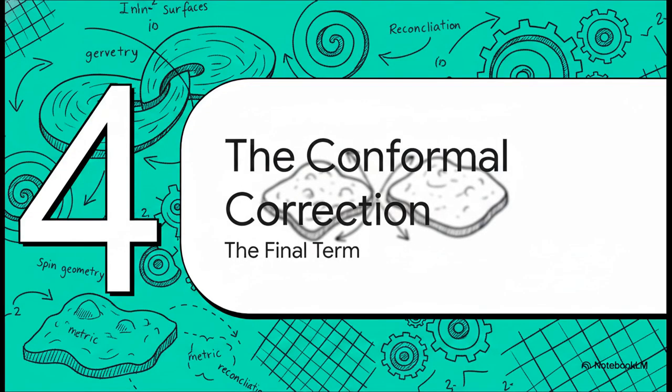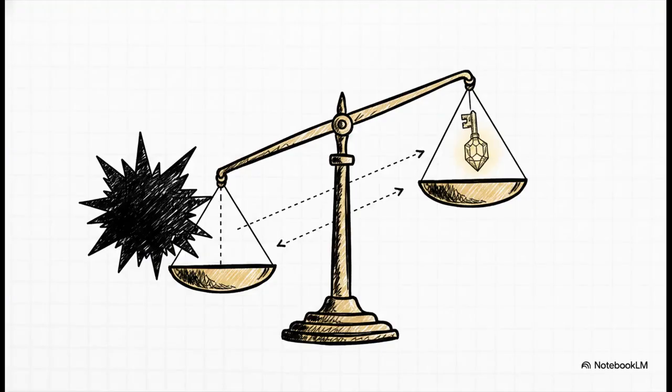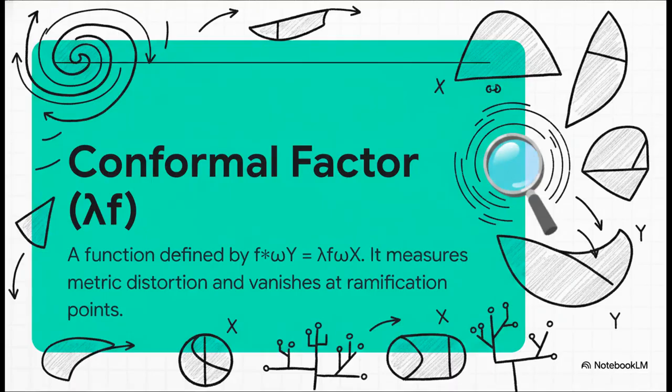Okay, on to the final term on the right-hand side. This is the piece that helps reconcile how the two different surfaces measure distance. Now, this last little piece is the conformal correction term. It might look small and unassuming, but let me tell you, it is the absolute key to making this entire equation balance out perfectly. So this term is built from something called the conformal factor, which we're calling lambda f.